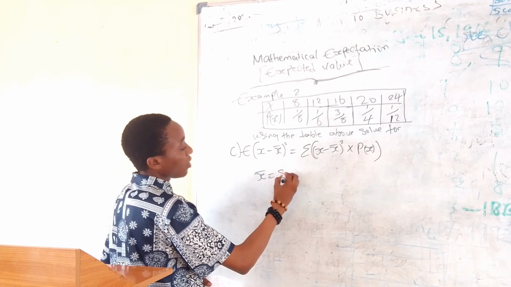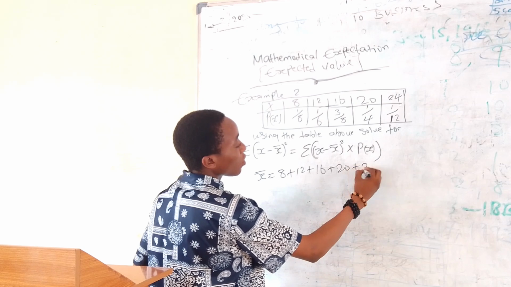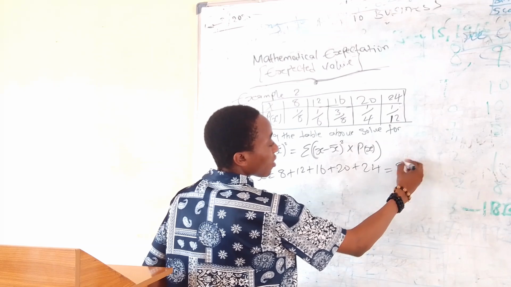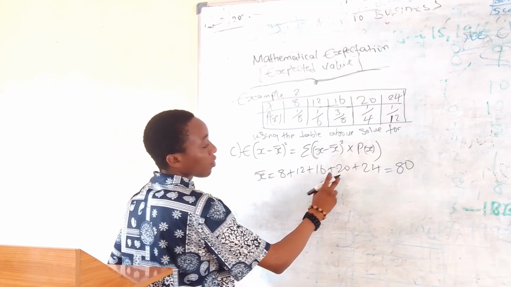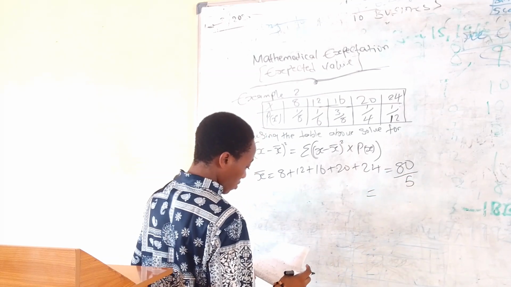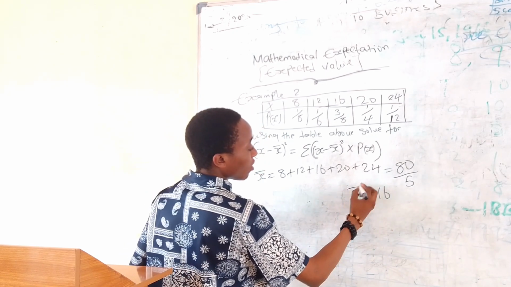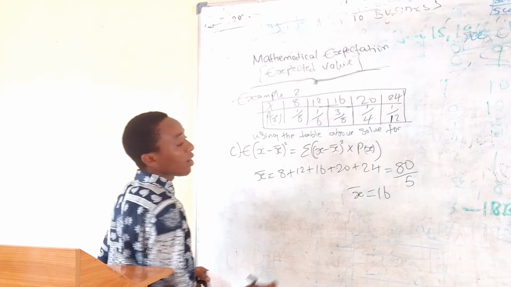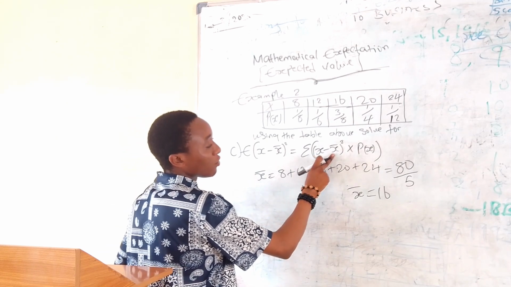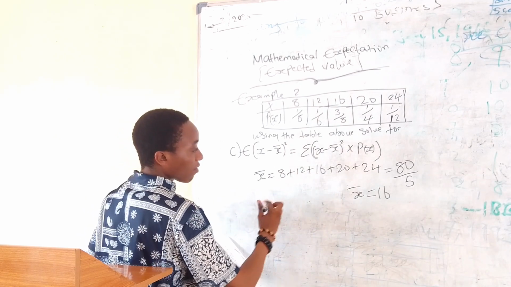So we have x bar is equal to 8 plus 12 plus 16 plus 20 plus 24. You sum it up together, you have 80. Now there are 1, 2, 3, 4, 5 outcomes. So 80 divided by 5 will give you 16. So your x mean is equal to 16. Now, to put it into the formula, you subtract your x mean from the value of x.